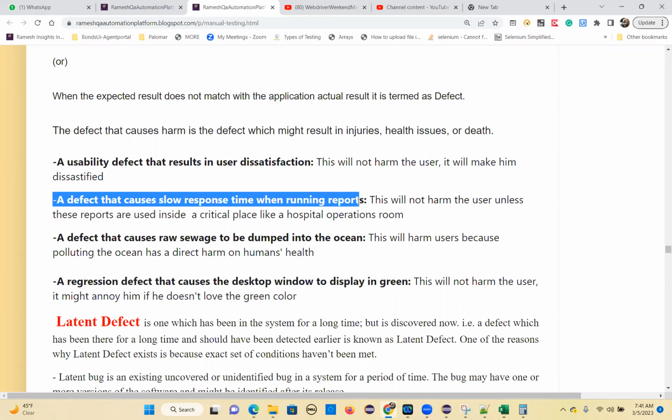It will load, but it takes time. No, that's what slow response means. It should load. On Google, if you search, you quickly get the data, right? Yes, sir. If it is slow response, it is not getting it that fast. That's the meaning of that.